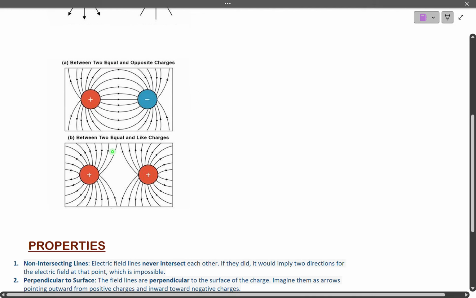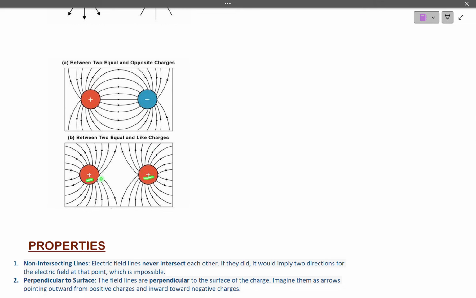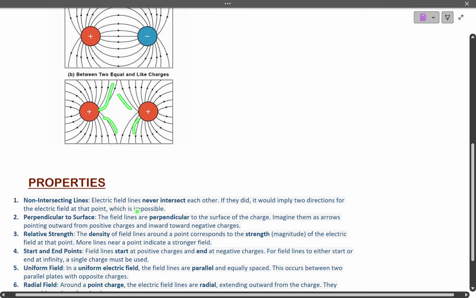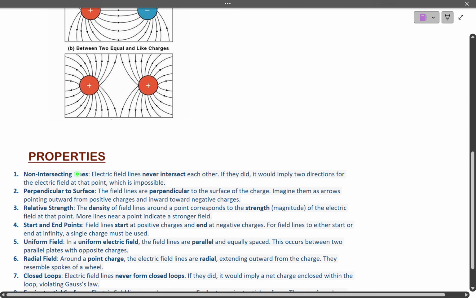And between two equal and like charges, here two positive charges are shown, as like charges repel, electric field lines repel each other. You can see this from this figure. Let's see the properties of electric field lines.